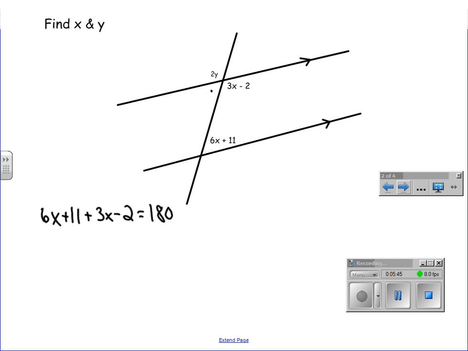Anytime you can write an equation with one variable, that's your best bet. And it keeps things nice and concise. So solve for one variable first, and then go back and solve for the other one next. Go ahead, solve this equation and check with your neighbor.